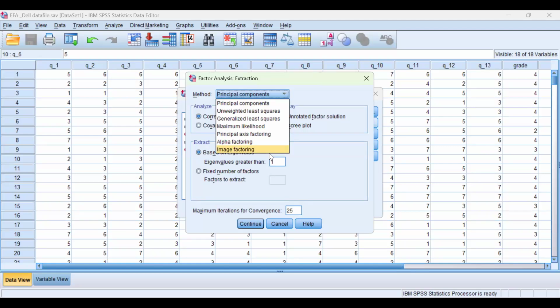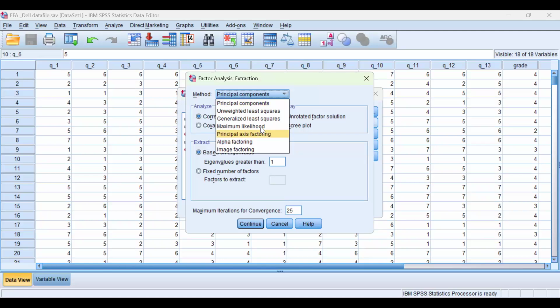First is the principal component analysis, PCA, which is called the principal component extraction method. And there is another, principal axis factoring, which is also known as PAF. PCA, principal component analysis, is used when the factors are not correlated. However, when factors are correlated, then we use the principal axis factoring.